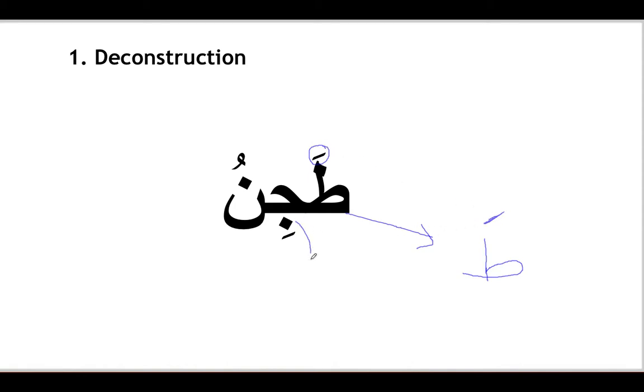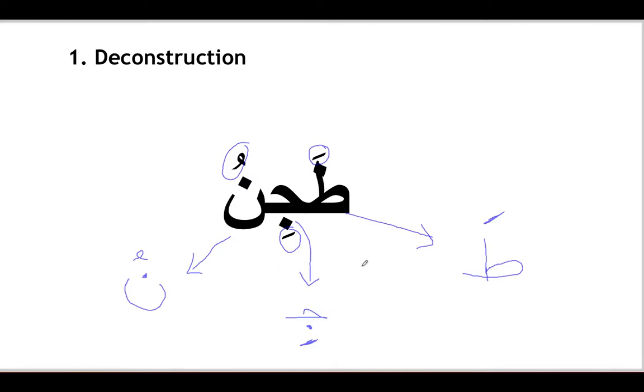What else do I see? I see a letter jim. Remember, this is not a ba. It has this little curve there, which indicates it's a letter jim, in a lowercase kind of form. It looks something like that, and I also see that the letter jim has a kasra beneath it, so I'm going to put that there as well. And lastly, I have a letter noon, and on top of the letter noon, I also see a dhamma. So I've basically deconstructed this word.